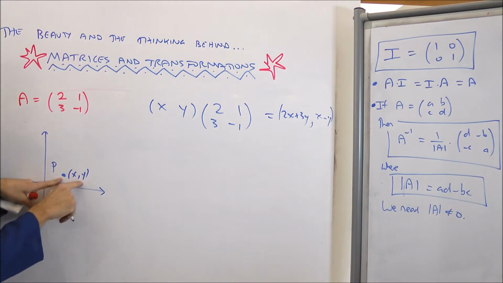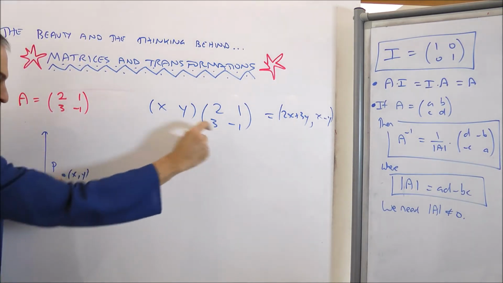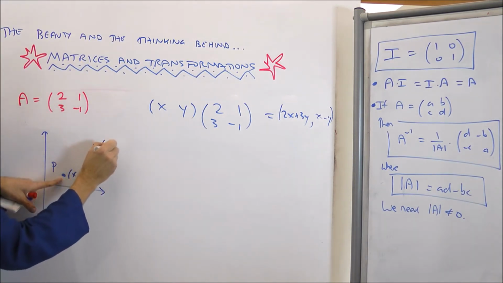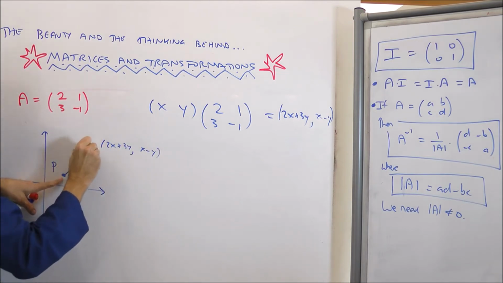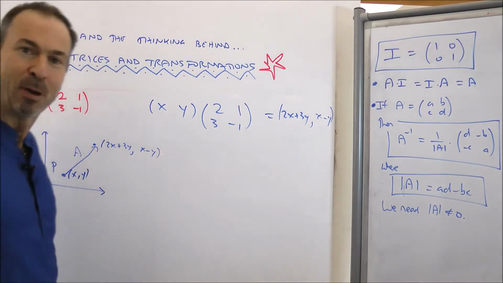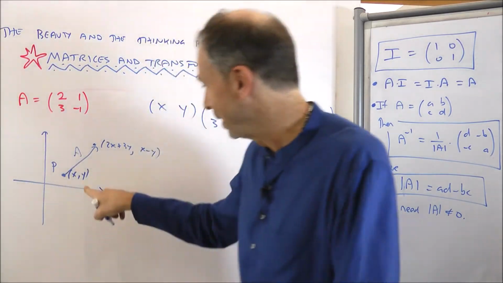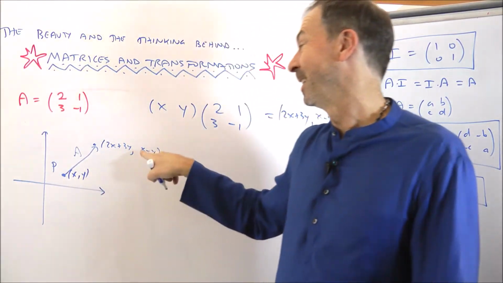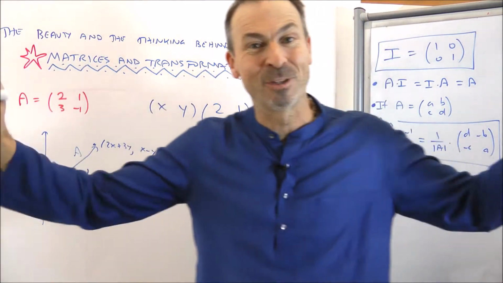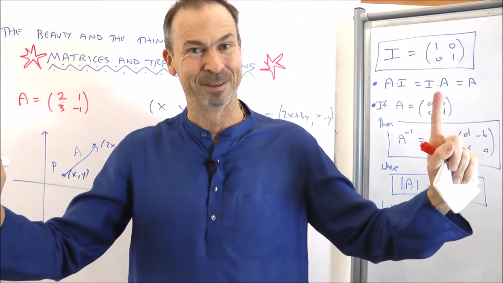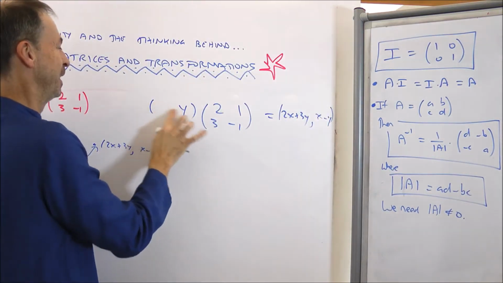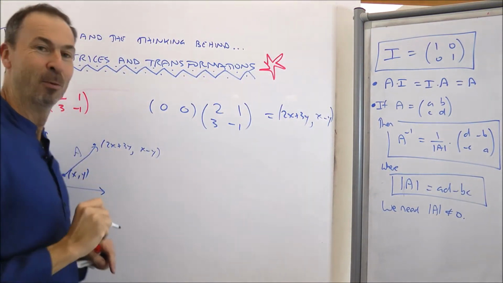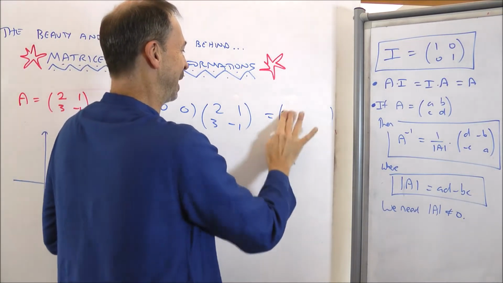So hitting this point here, multiplying by this matrix, gave me a point somewhere like 2x plus 3y, x minus y. So it actually moved it over yonder. Applying matrix multiplication to a point, thinking of it as a matrix, gives me a new point. Matrices do shift points around. Actually, they don't shift all the points around. For example, I do know the origin 0, 0 won't be shifted. So every matrix will keep the origin in place.